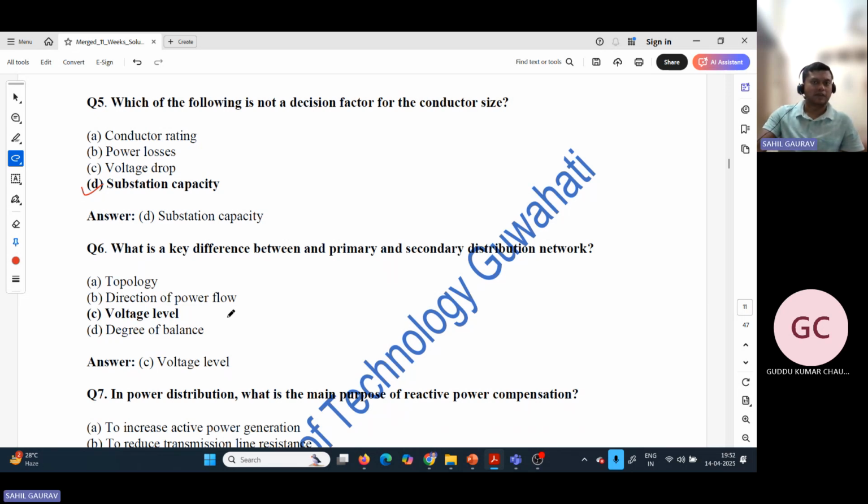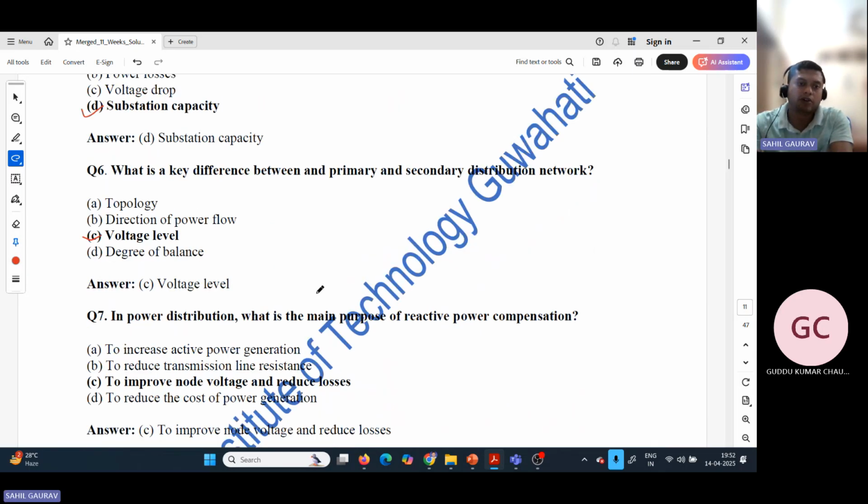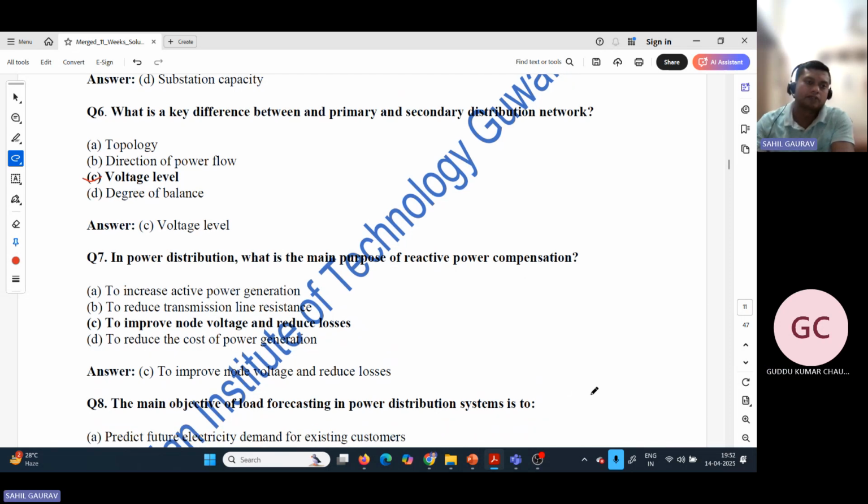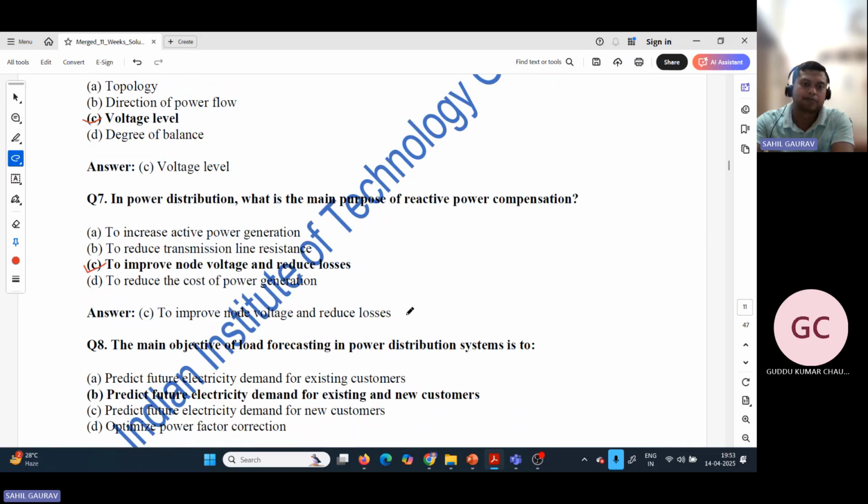What is a key difference between the primary and secondary distribution network? The voltage level. We know that the primary distribution network has a voltage level of 11 kV or 33 kV, while the secondary distribution network has a voltage level of 400 volts. In power distribution, what is the main purpose of reactive power compensation? It is to improve the node voltage and reduce losses.